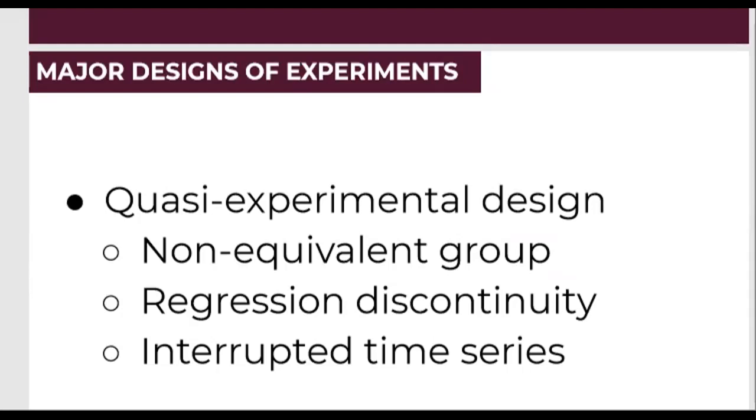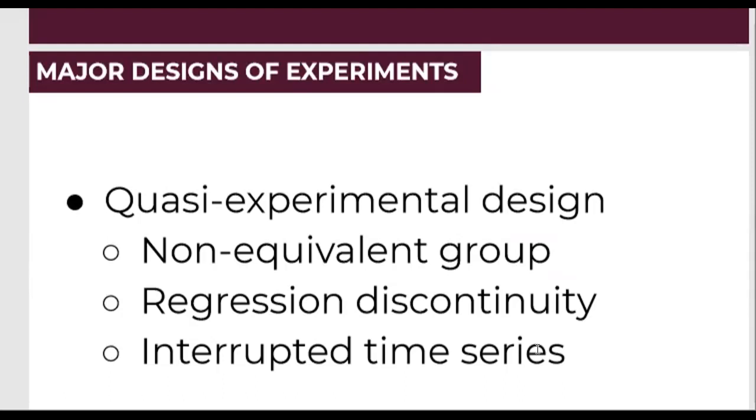Often the below threshold are the control group, while the above cutoff are the treatment or experimental group. By comparing the observations lying closely on either side of the threshold, it is possible to estimate the average treatment effect in environments in which randomization is not possible.